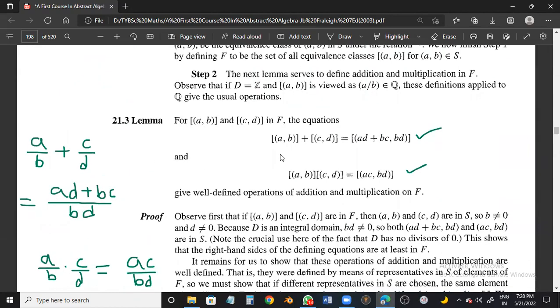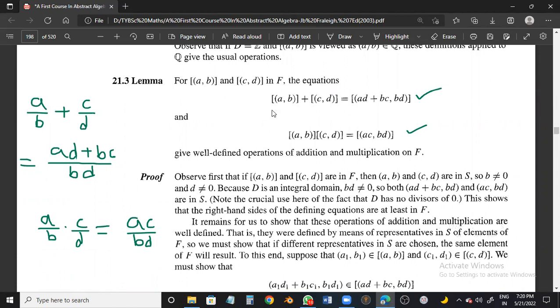We just saw how to add two equivalence classes, so we follow this technique to multiply two equivalence classes. Fine. Hope you are following me. Can I go ahead? Okay.